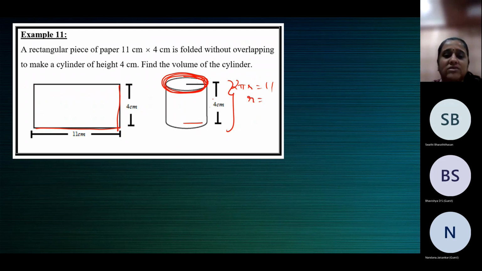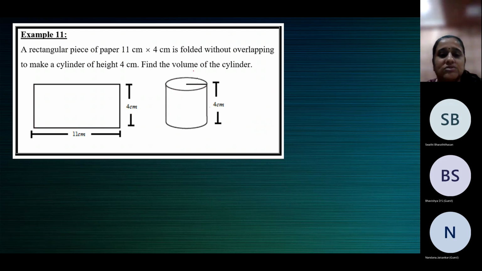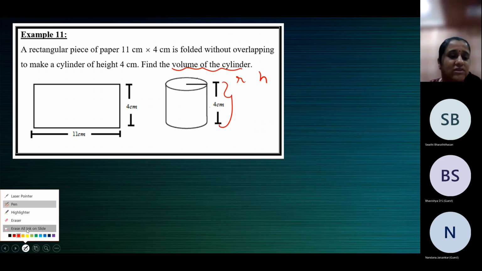Now when you have the radius and the height of the cylinder, you can find the volume of the cylinder. The question is to find the volume of the cylinder. For that, you need the radius and height of the cylinder. The height of the cylinder is known, 4 centimeters. What is the radius of the cylinder?